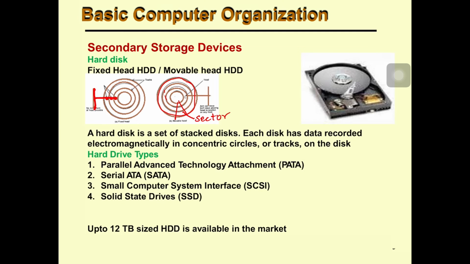There are several types of hard disk. The first one is parallel advanced technology attachment. The second one is serial ATA. The third one is the small computer system interface, and the next one is solid state drives. Solid state drives are also an example of a pen drive.